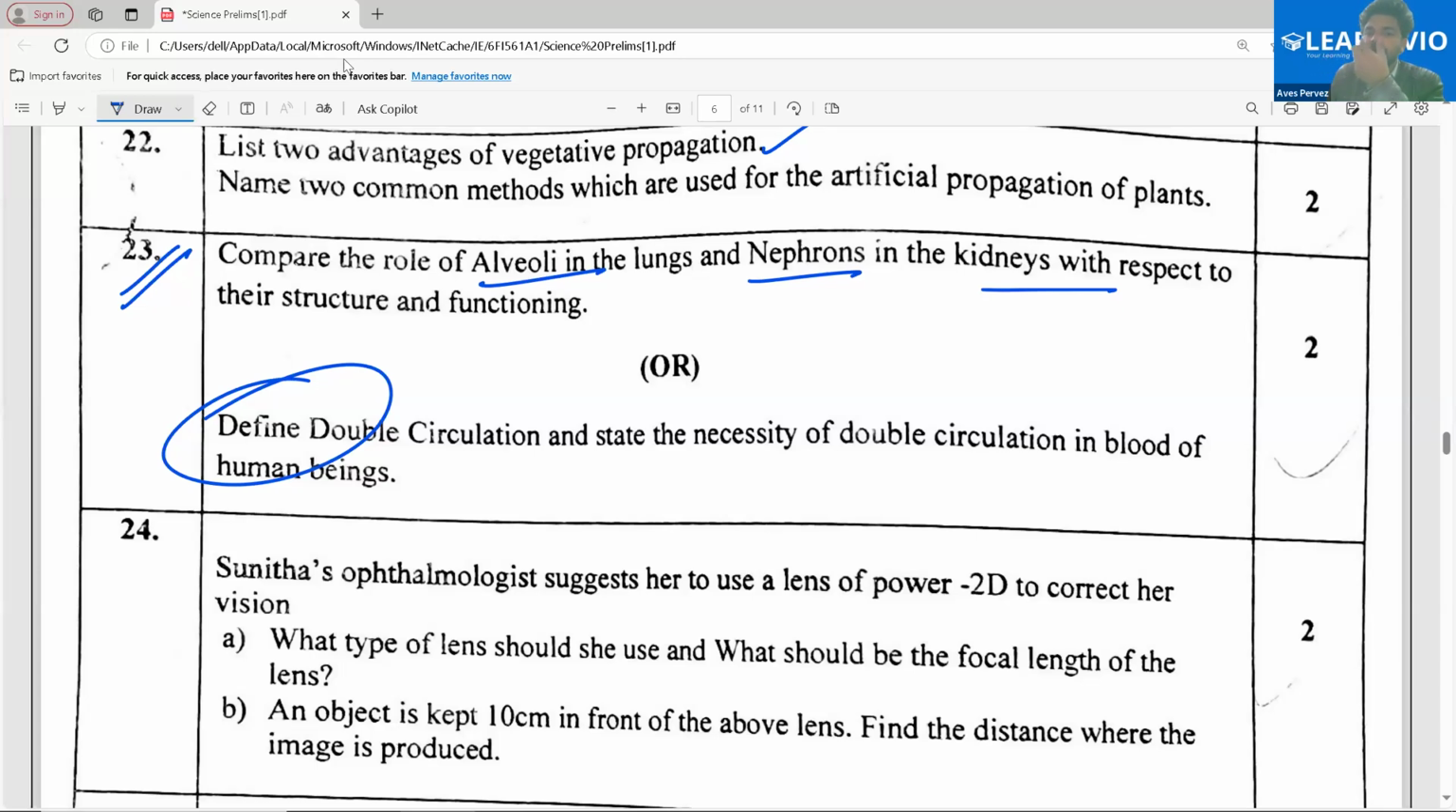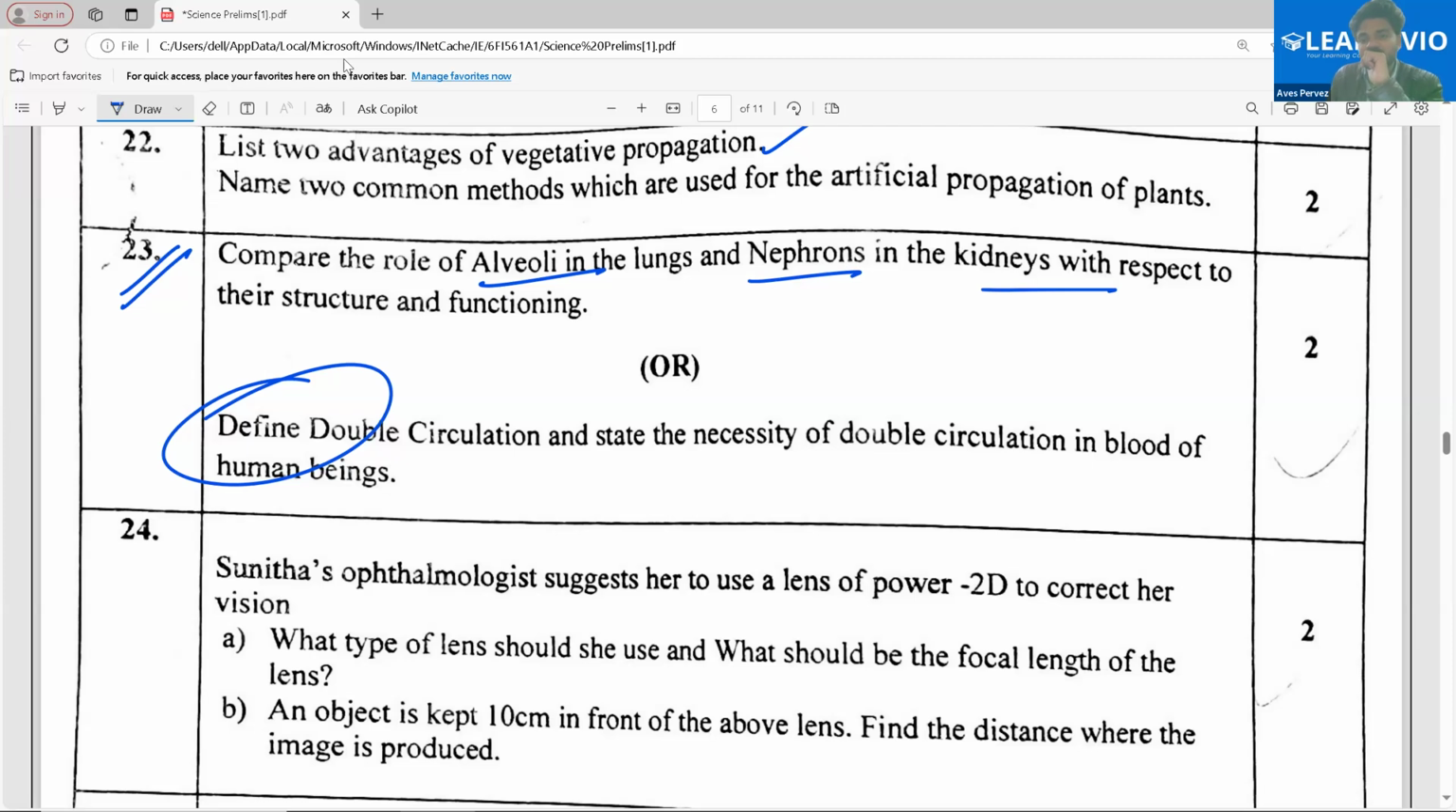Deoxygenated blood throughout the... अच्छा, can you tell me that what is the difference between the double circulatory system and the single circulatory system? क्या difference? In single circulatory system, blood is passed through the heart once, and in double circulation system, blood is passed to the heart twice. And then if there is the question of difference, then we could give the example.